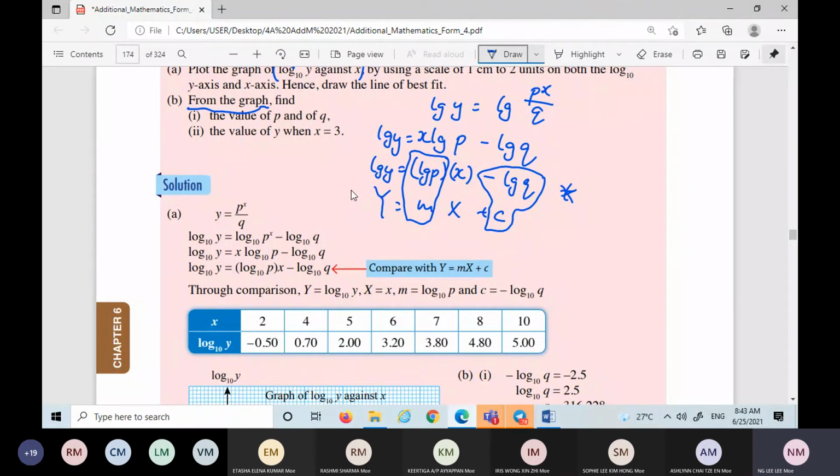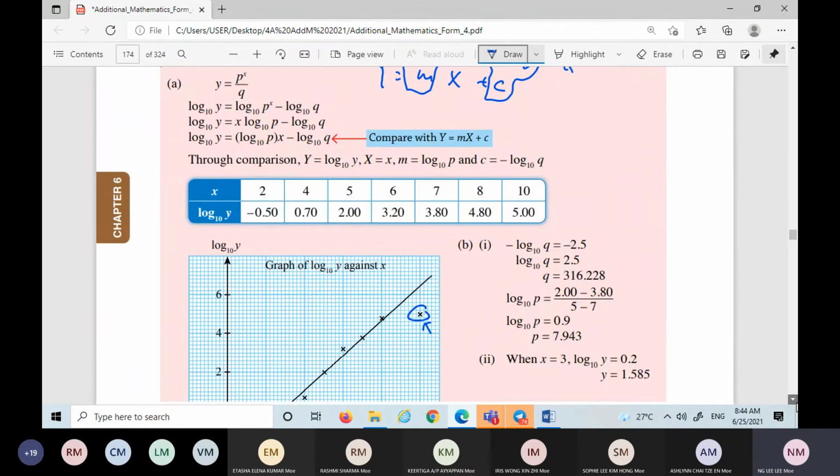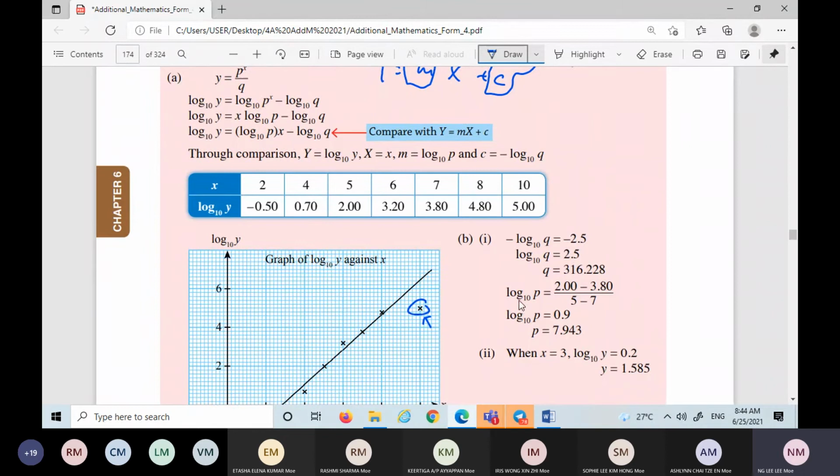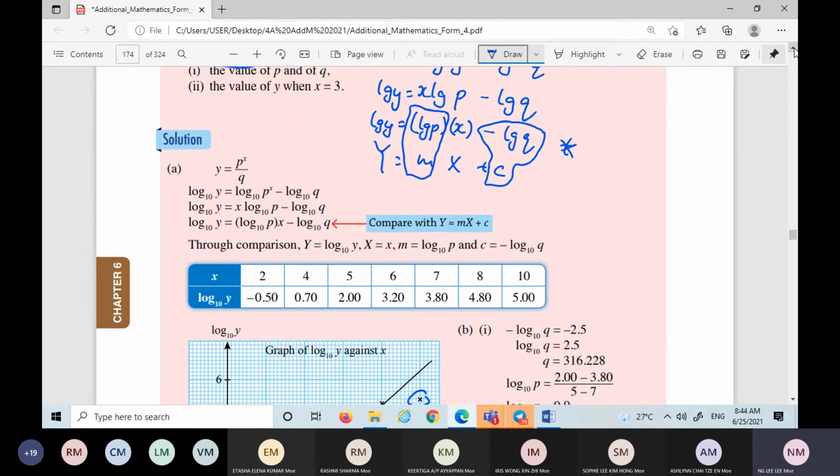Okay, the value of P and the value of Q. The value of P you get from the gradient, and the value of Q you get from the y-intercept. So the gradient is log P. This is the gradient, then take the anti-log to get P. Then how about the C? The C is negative log Q. See, negative log Q is the C.